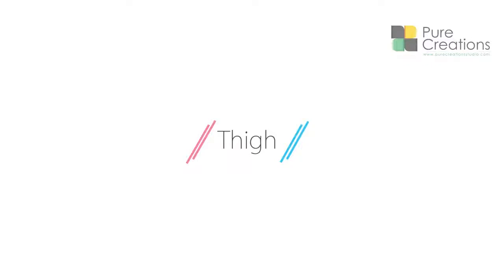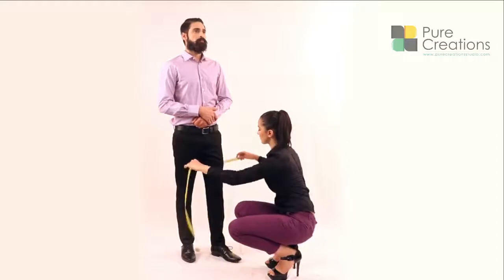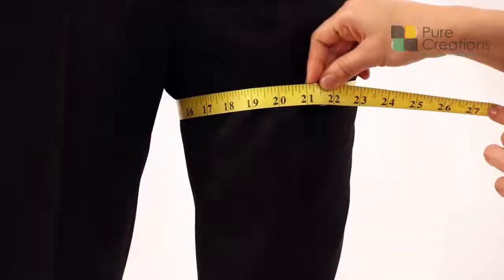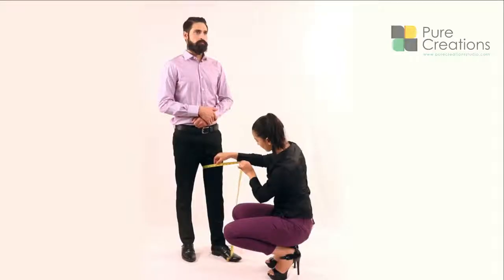Thigh. Trouser thigh is measured at the widest portion. This is a circumferential measurement taken around the thigh at the point where your legs join.